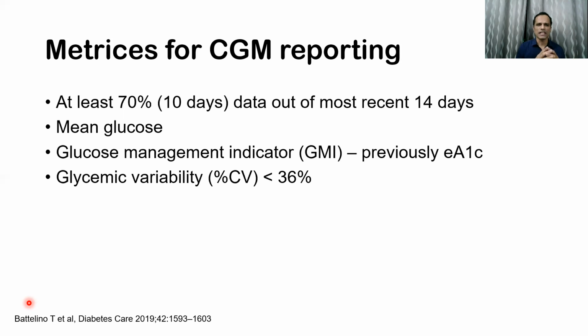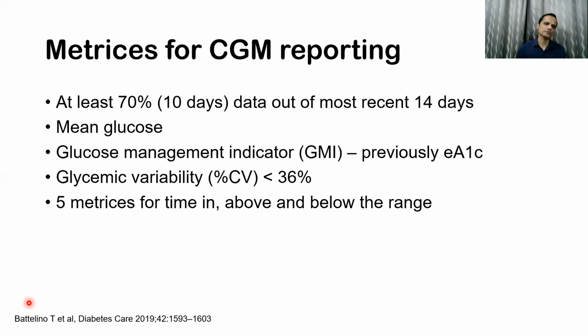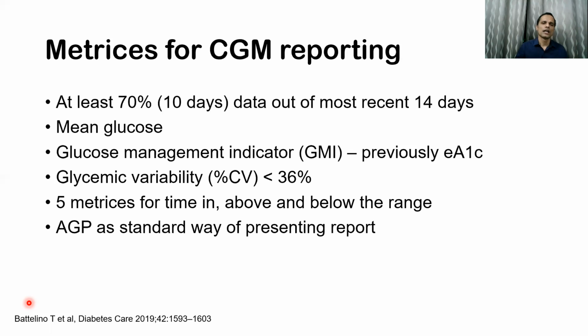There can be several measures of glycemic variability, but the one that has been very widely used and is recommended is the coefficient of variation. And the recommended percentage of coefficient of variation is less than 36% for most people with type 1 and type 2 diabetes. Then there are 5 metrics which are for time in, above, and below the range, which we will be discussing in the talk that follows my talk. And all CGM devices, irrespective of the manufacturer of the device, should report the outcome as an ambulatory glucose profile.